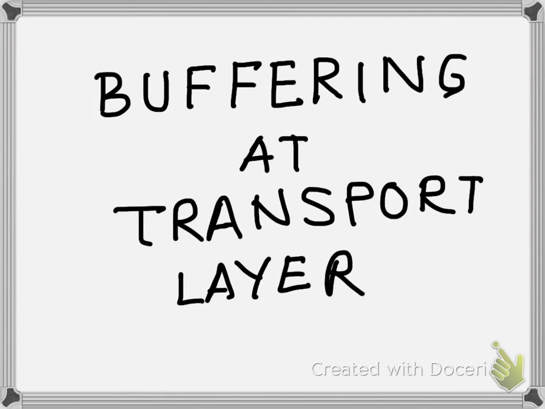So we know that the transport layer receives the data from the network layer and provides it to the application layer at the receiver, and at the sender the application sends the data to the transport layer and the transport layer passes it on to the network layer. In between, the rate of transfer between the application layer and the transport layer, and the transport layer and network layer, may not be the same.